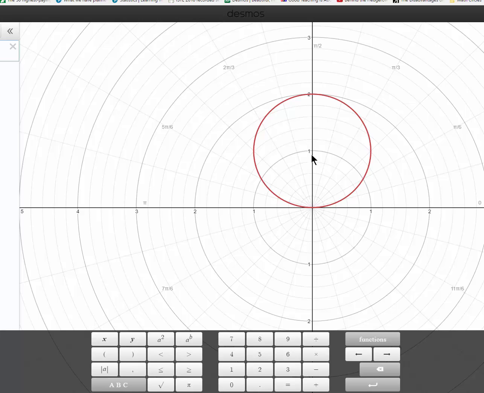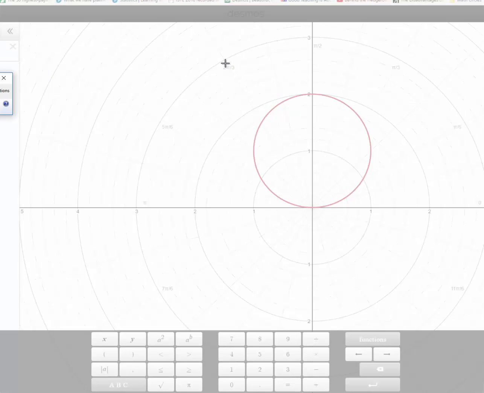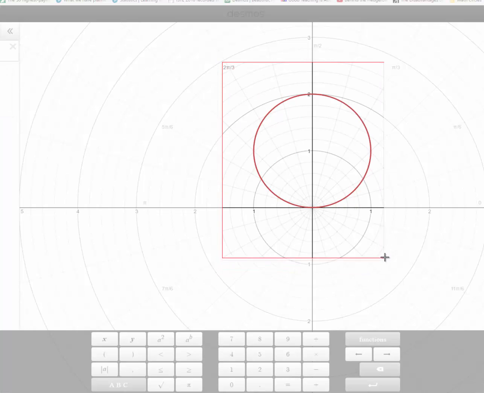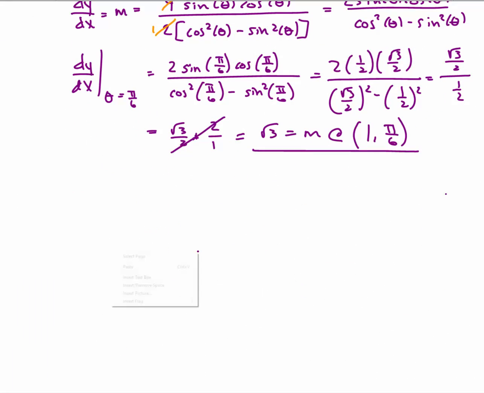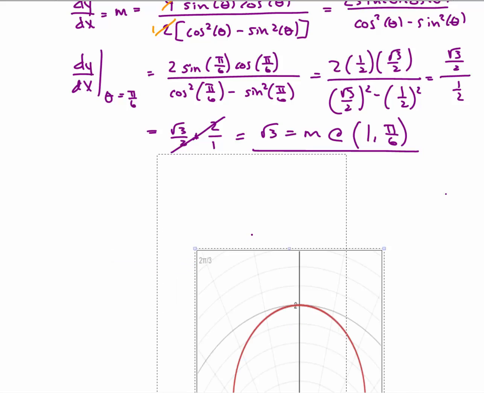So if you wanted to convert this to a rectangular coordinate system or a Cartesian coordinate system, that would be pretty simple to do. So let's go ahead and pull this graph into our lecture and see if any of this makes sense.